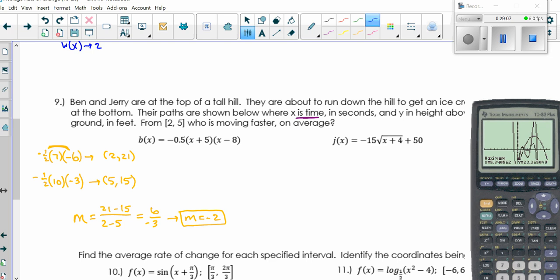All right, next one, Jerry, so j of x. So we're going to have to substitute in again. So when I substitute in a 2, let's see, 2 plus 4 is 6.